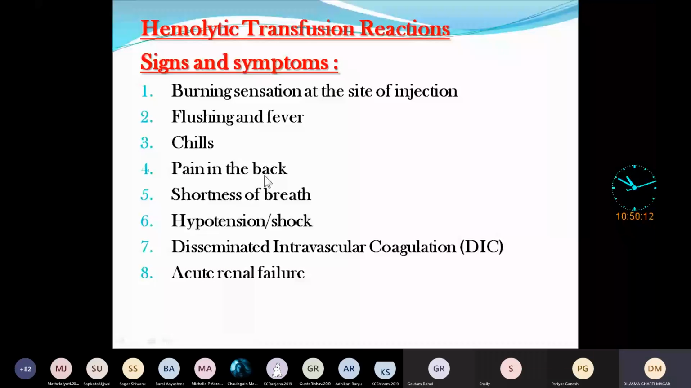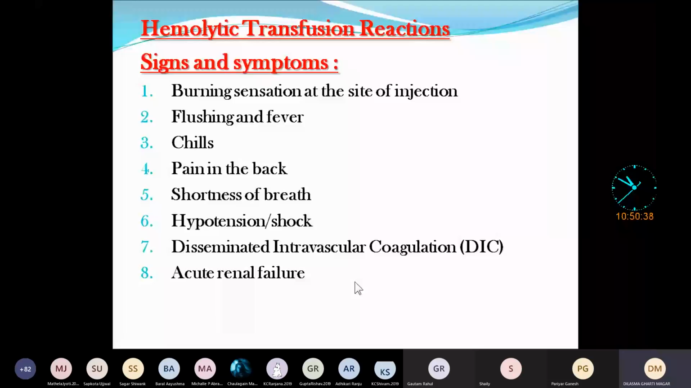So if all these things are the signs and symptoms they report, then we have to think of the blood transfusion reaction, and hypotension and shock also. And another one is disseminated intravascular coagulation and acute renal failure. Because of this hemolysis, it can lead to acute renal failure. So hemolytic transfusion reaction, these signs and symptoms understood.